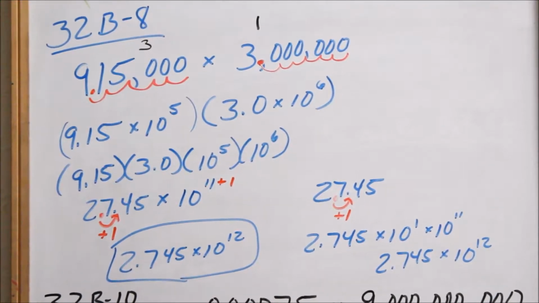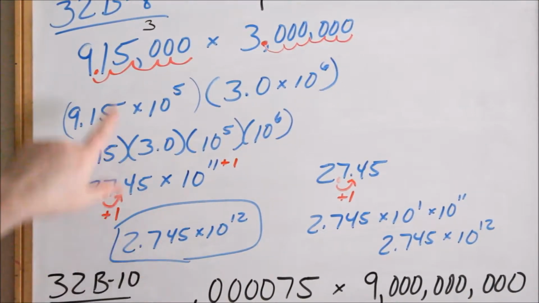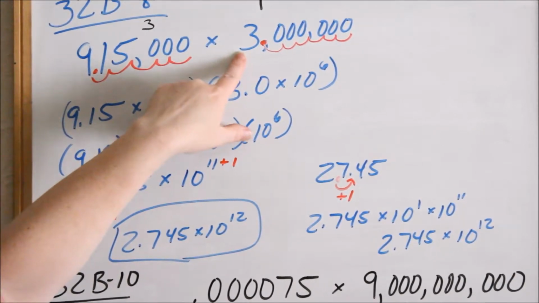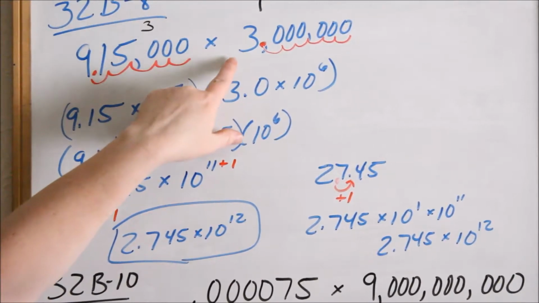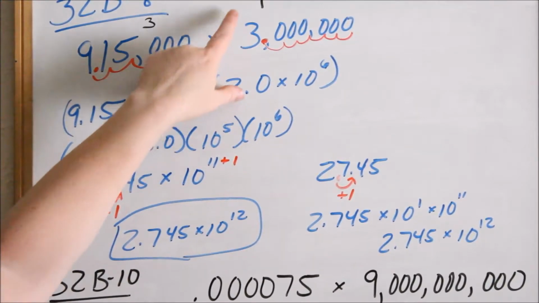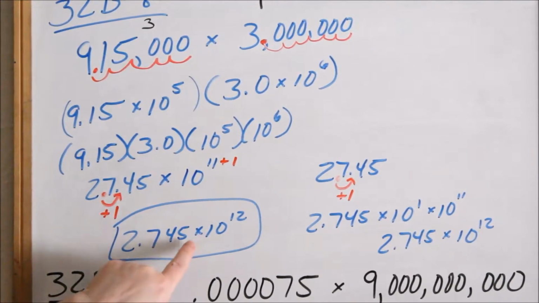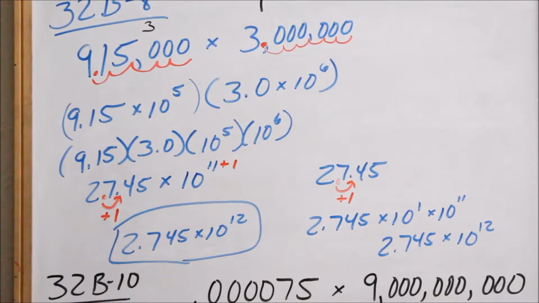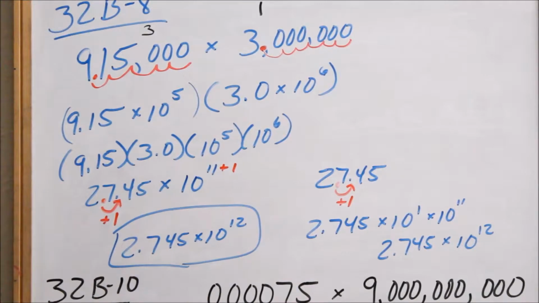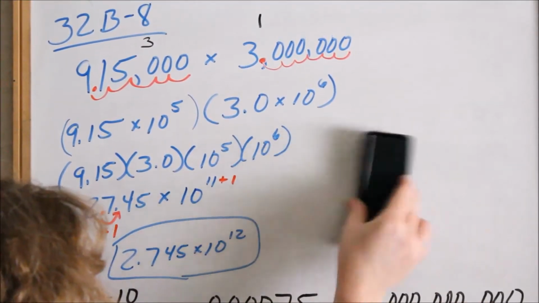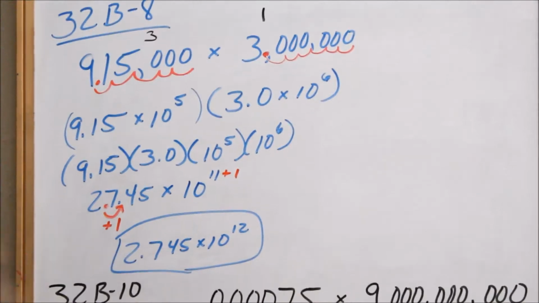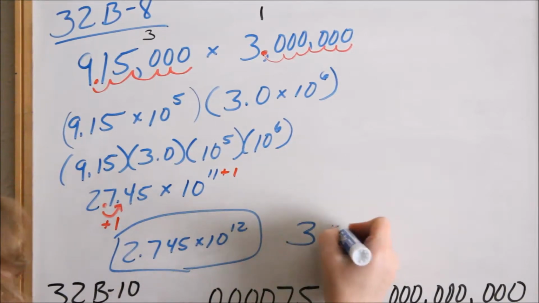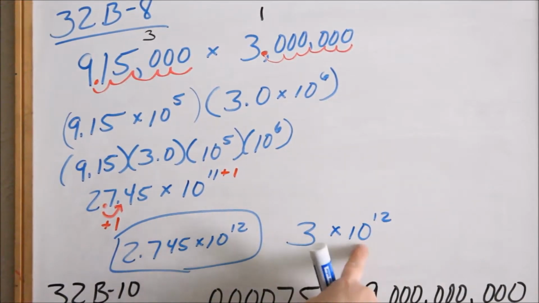Okay, but if I want to put that in significant digits, in the original problem, 915,000 had 3 significant digits, 3 million had 1. You have to use the lowest number of significant digits, which is 1. So my answer needs to be only 1 significant digit. I need to round 2.745 to 1 significant digit. Since it's 2.7, the 7 means I round up. So 2.745 would round up to 3, because I can only have 1 significant digit. So it'd be 3 times 10 to the 12th.